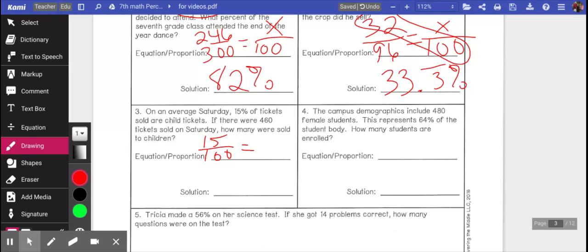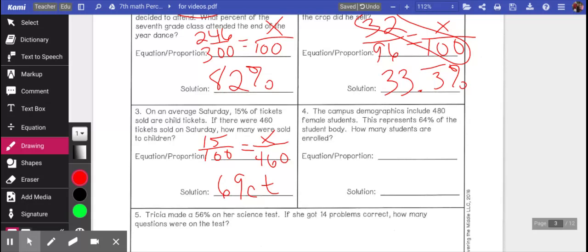Then it says if there were 460 tickets sold, so that tells me that's the total. How many were sold to children is my X. That's what I'm trying to find. Cross multiply and divide, and we get 69 child tickets. Remember to label it so you make sure it makes sense. And 15% isn't very much, so that would make sense.